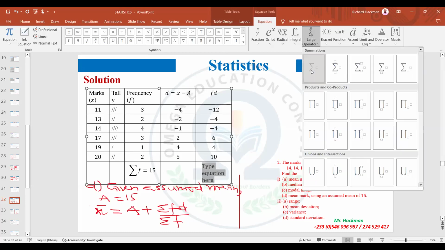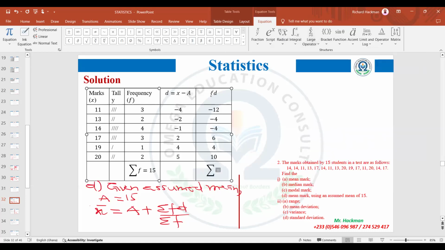Let's use the sum. We are looking at the summation of FD. Once you have the FD column, you can find the sum. So the summation of FD will be equal to... sum this and give me the result. I'm waiting for your results. You can do this mentally. Zero, right? Yes, it should be 0.